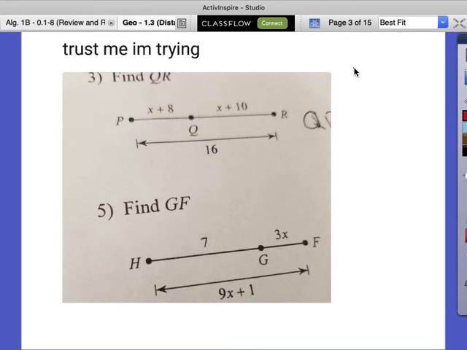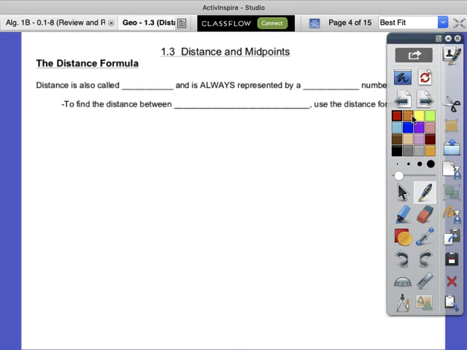SWBAT: students will be able to find lengths by using the distance formula, and same with bisectors. Distance formula is pretty lit, okay? Not really, but you guys might think so, but probably not. Anyway, okay? Distance formula, but first of all, let's talk about distance.